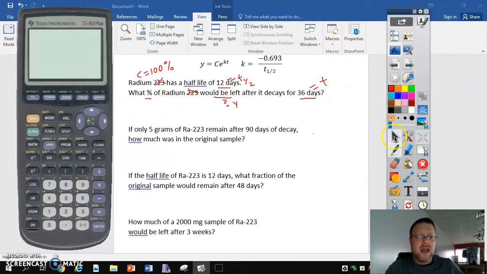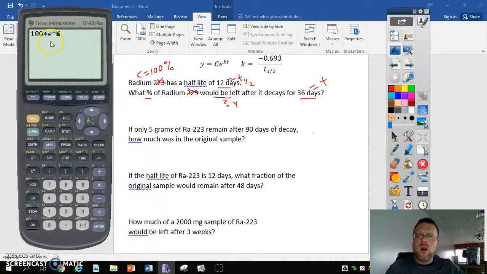Really there's not a whole lot that we need to do here, so we'll go ahead and go to the calculator then. So Y would be equal to CE raised to the KT power. I know if I'm working with percentages that C is 100, so we'll go ahead and put in 100 times E. Okay, so the E is, again, usually on most scientific calculators right above the divide symbol there. So that's your E. Now we're going to raise those to a power.